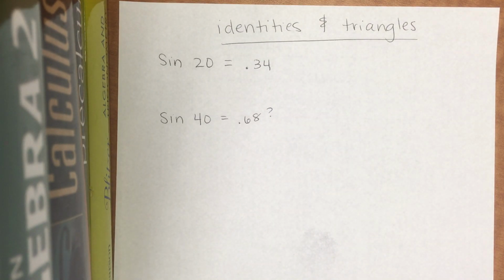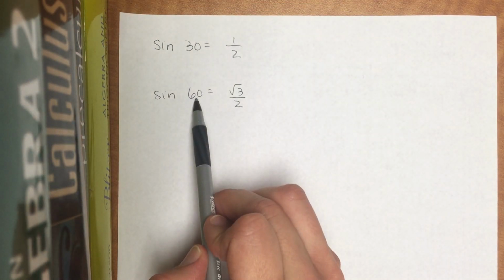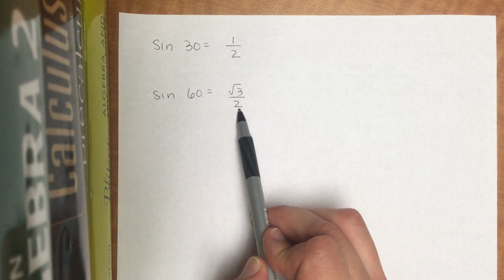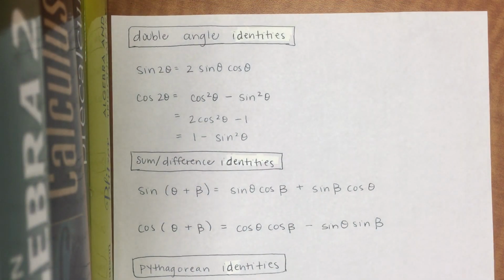That's not exactly how it works. It's not that easy. Just think unit circle values. Sine of 30 is 1/2. Okay, well if I double 30, does that mean I double 1/2? No. Instead, we have to use identities. So these are your double angle identities.